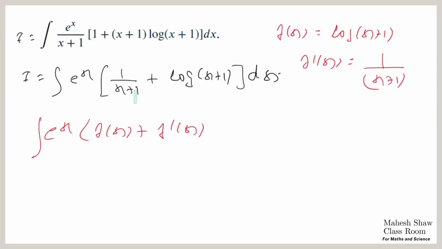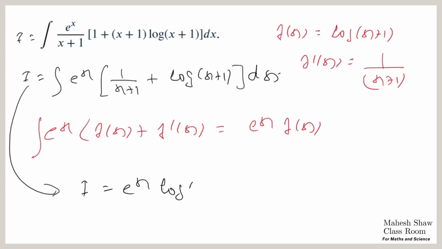So we know that if our question is in the form of e raised to the power x, fx plus f dash x, its integral is e raised to the power x times fx. So therefore from here we can say that I is e raised to the power x fx. And what is fx here? Fx we have taken as this, so this is log of x plus 1, plus c. So we'll say that this is the answer.